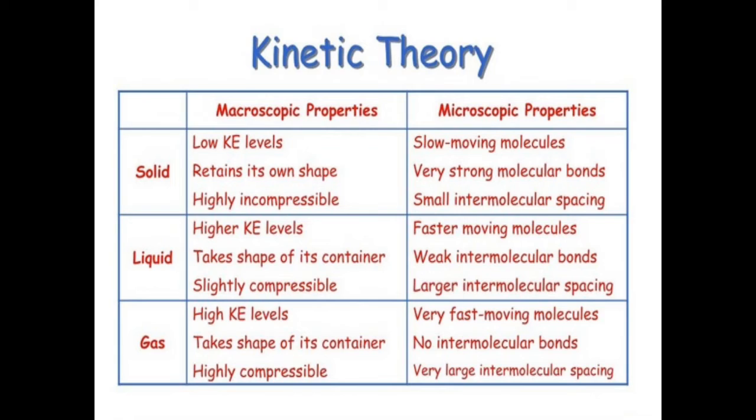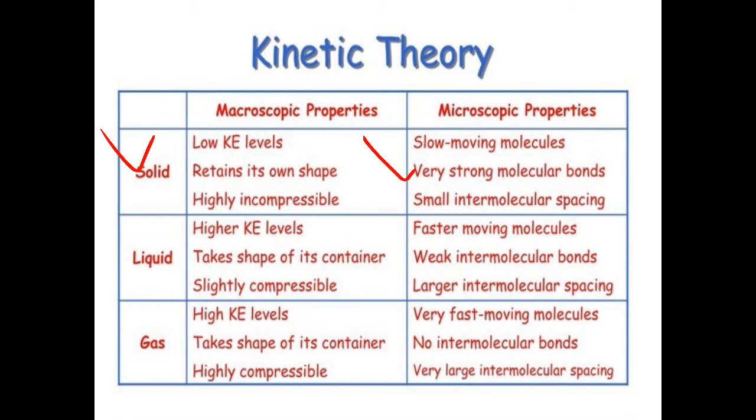When I sum up all the properties and observe the microscopic properties of these three states, first I cover solids. The solid particles are very slowly moving. They can only vibrate or rotate at their mean position, meaning they do not leave their places, and they are very strongly bonded. That's why their intermolecular space is the least.